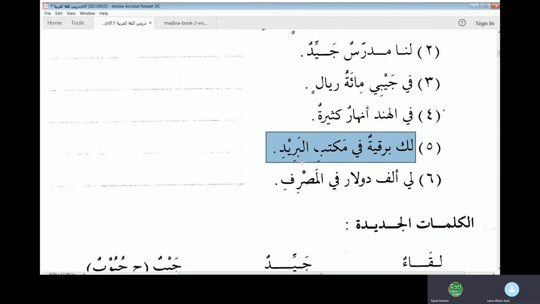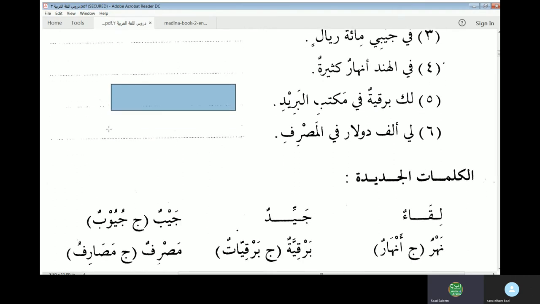Laka barqiyatun fi maktabil barid. You have a telegram in the post office. Inna laka barqiyatan fi maktabil barid. Indeed, you have a telegram in the post office.